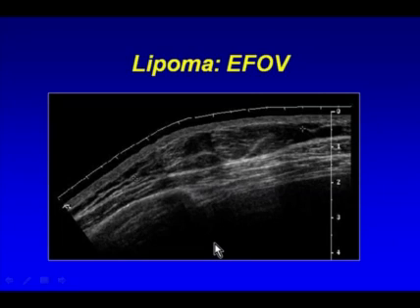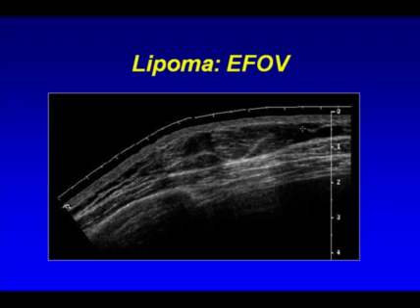Extended field of view is useful. Extended field of view technology can give you a more panoramic image of an area and can give you a better feel for how big a lesion is. And this comes into play quite often in lipomas because they can become quite huge and will not be able to be imaged completely on one ultrasound image.